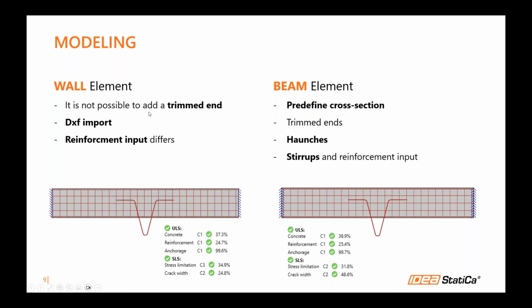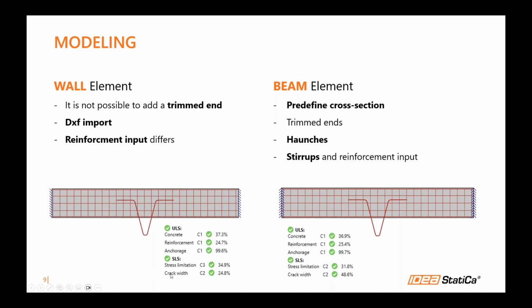The differences are only in the options you have during the modeling. For example, for the wall element, you can use the DXF import. You have different reinforcement inputs, especially for the stirrups. For the beam element, you can use haunches, you can use trim ends, so it's an easier way to input internal forces when you have only part of the structure. But if you are not able to create the part of the structure from the beam element as you wish, you can try to do it from the wall.